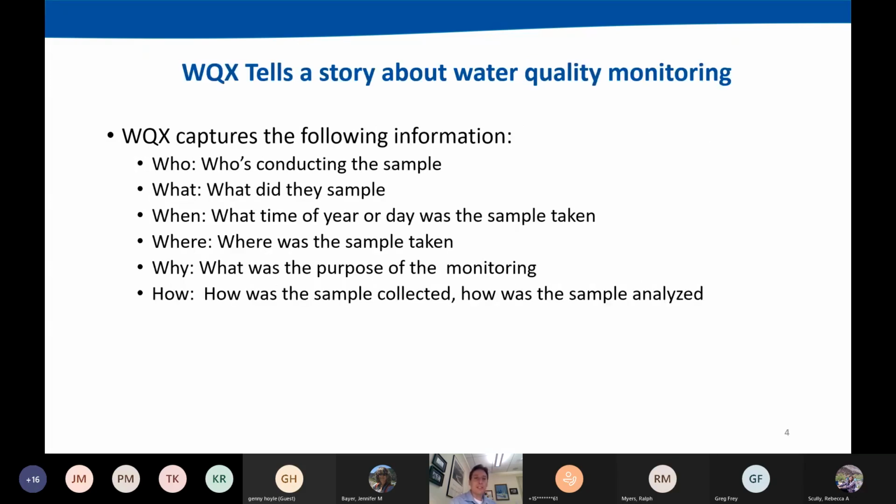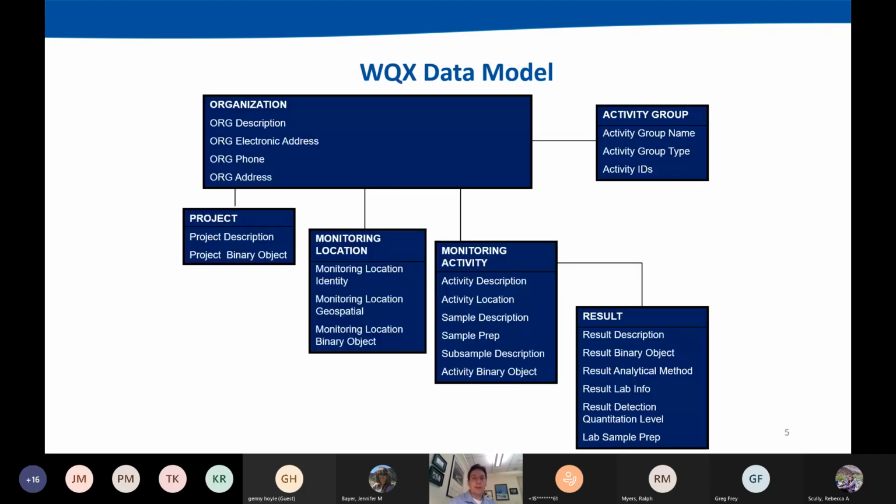So essentially, WQX tells a story. It provides all the basic metadata around water quality sampling. It talks about who conducted the sample, what did they sample, when were they sampling, what time of year or day was the sample taken, where was the sample taken, why, what was the purpose of the monitoring that was being conducted, and the really critical metadata, how was that sample collected, or how is that sample analyzed? What were the collection methods? What were the analytical methods that were used? That's all critical metadata that WQX captures.